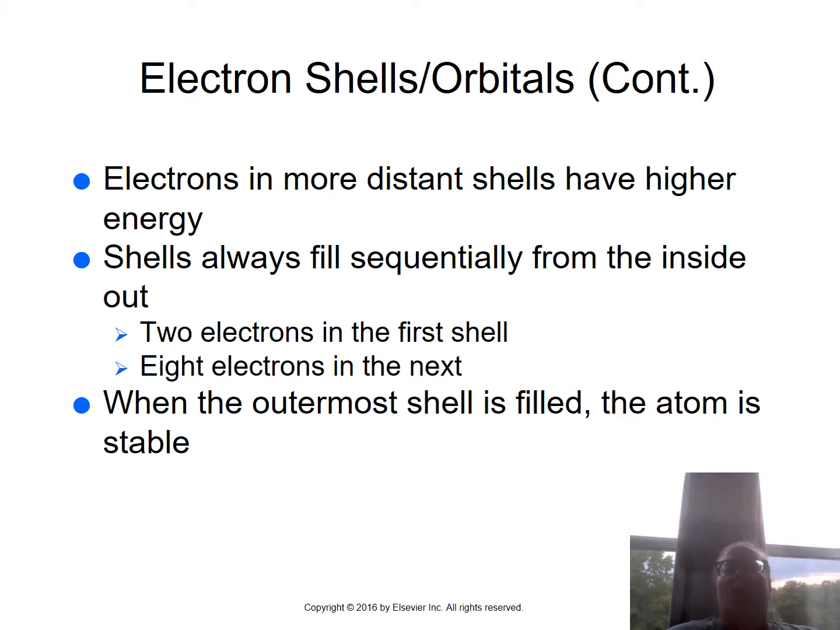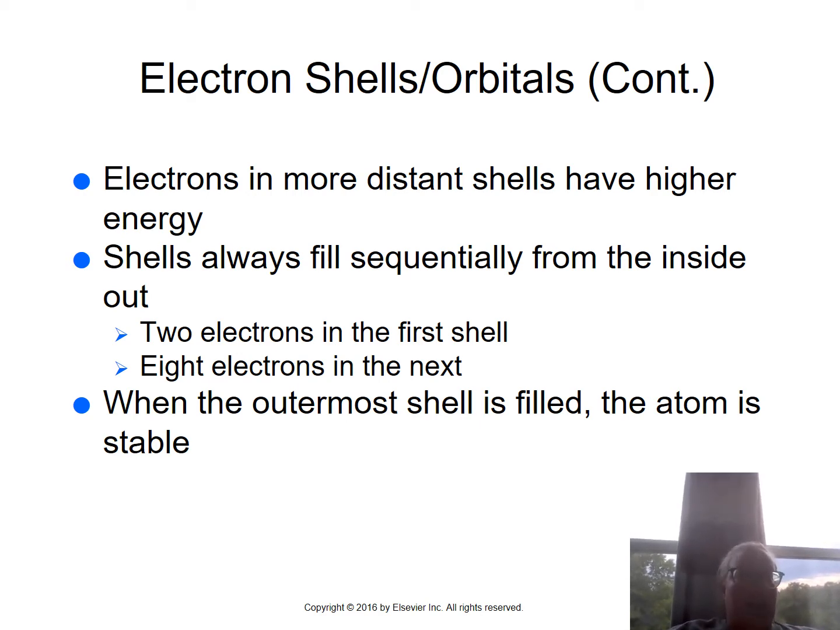So electrons in more distant shells have higher energy. Shells always fill sequentially from the inside out. So again, 2 electrons in the first shell, 8 electrons in the next shell. And then when the outermost shell is filled, the atom is considered stable.